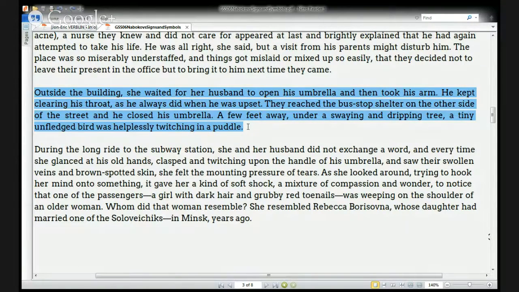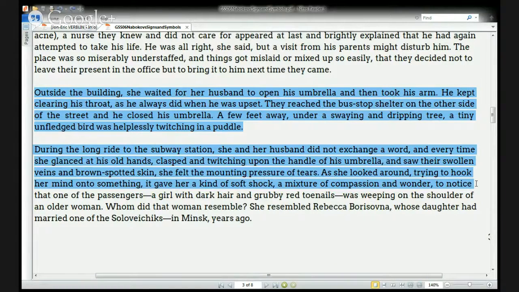During the long ride to the subway station, she and her husband did not exchange a word, and every time she glanced at his old hands, clasped and twitching up on the handle of his umbrella, and saw their swollen veins and brown spotted skin, she felt the mounting pressure of tears as she looked around, trying to hook her mind onto something. It gave her a kind of soft shock, a mixture of compassion and wonder, to notice that one of the passengers, a girl with dark hair and grubby red toenails, was weeping on the shoulder of an older woman. Whom did she resemble? She resembled Rebecca Borisovna, whose daughter had married one of the Solovey kings in Minsk years ago.